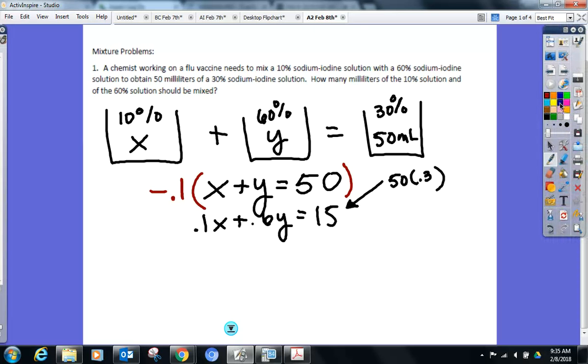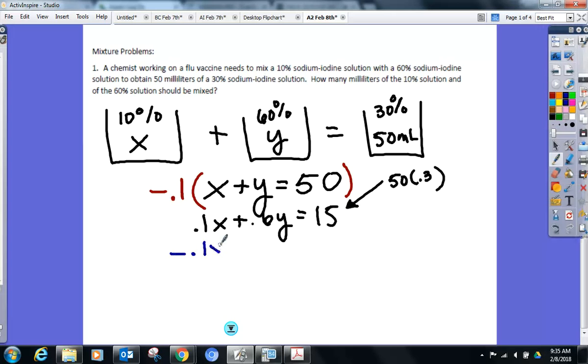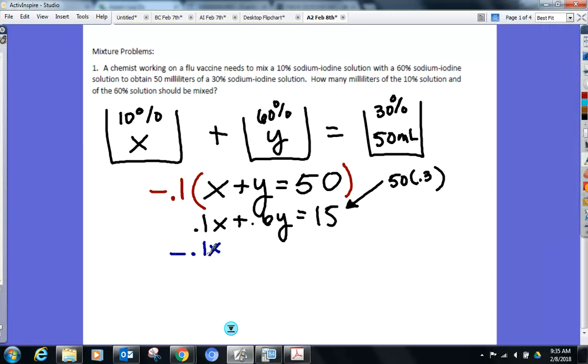Distribute the negative 0.1 all the way through. So I have negative 0.1x minus 0.1y equals, keep distributing, 50 times negative 0.1. Negative 5. There it is.